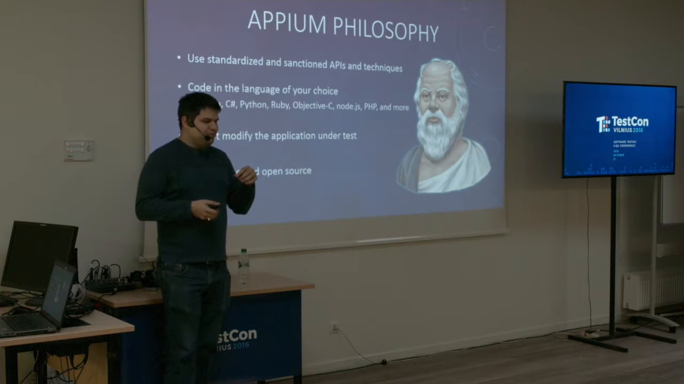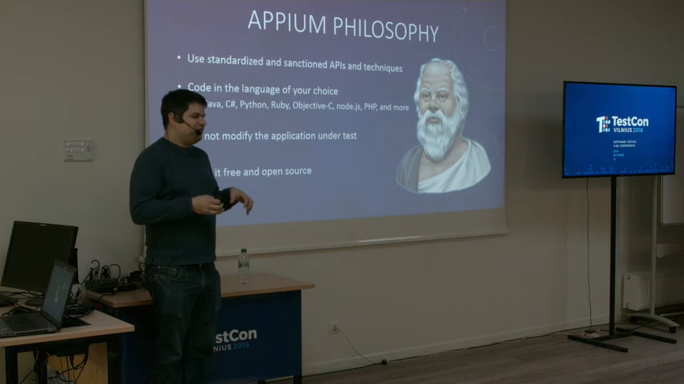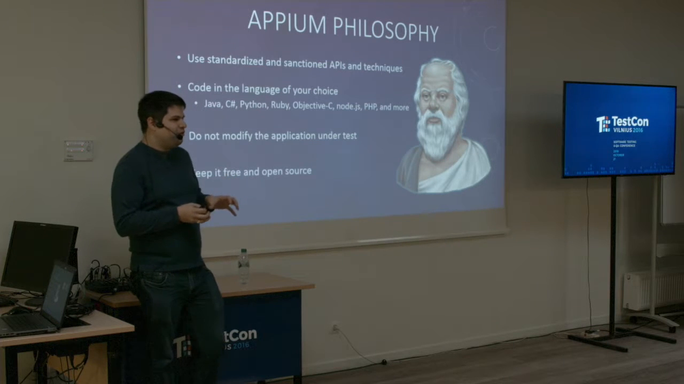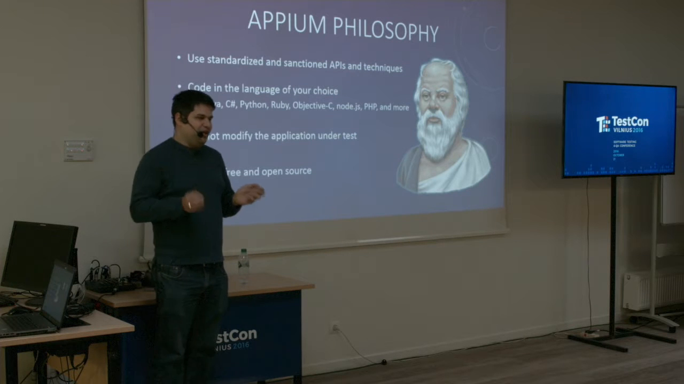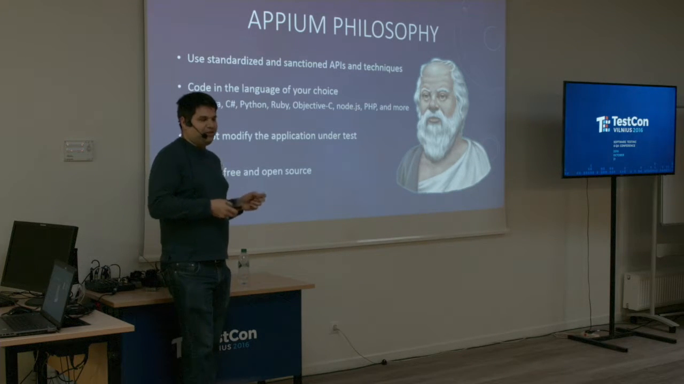When I was talking to Jason Huggins, who created Selenium, he saw me give a talk at a conference on this, and we got together. These were some of the criteria he came up with for what made a good mobile automation framework. And this is the philosophy behind Appium. The first of them being, we only want to use standard APIs and techniques.